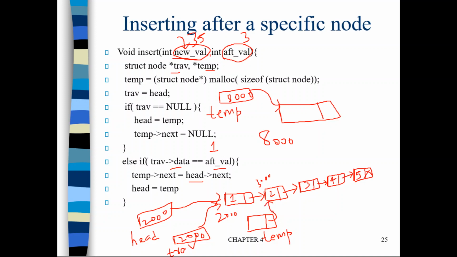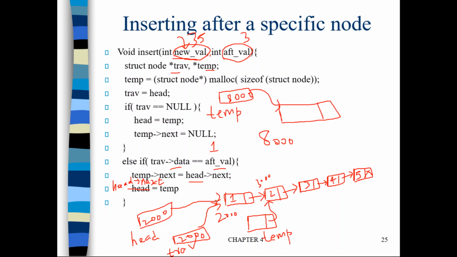Now temp arrow next is also pointing to the second node, and head arrow next is also pointing to the second node, but actually you should make head arrow next point to temp. So next you have to write, this is not head, I'm sorry, this is head arrow next, either head arrow next or traverse arrow next, whatever it may be, because both head and traverse are pointing to the same location. So head arrow next is equal to temp.